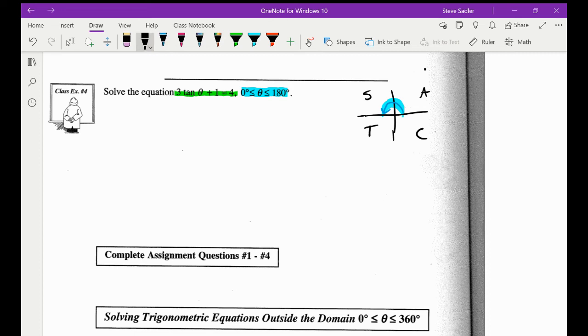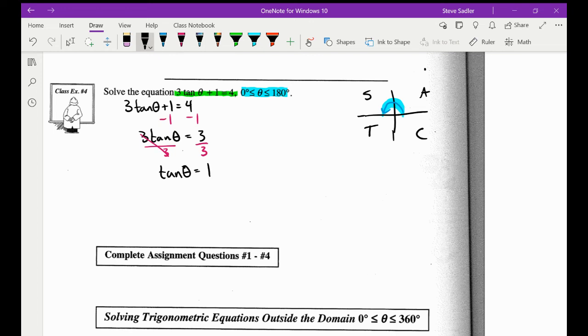First of all, we need to solve for tan. I'm getting ahead of myself here. We need to figure out if tan is a positive or a negative value. So we just need to do some algebra here. Subtract 1 from both sides. I'm left with 3 tan theta is equal to 4 minus 1, which is 3. I'm going to divide both sides by 3. That cancels, and I'm left with tan theta is equal to 1.